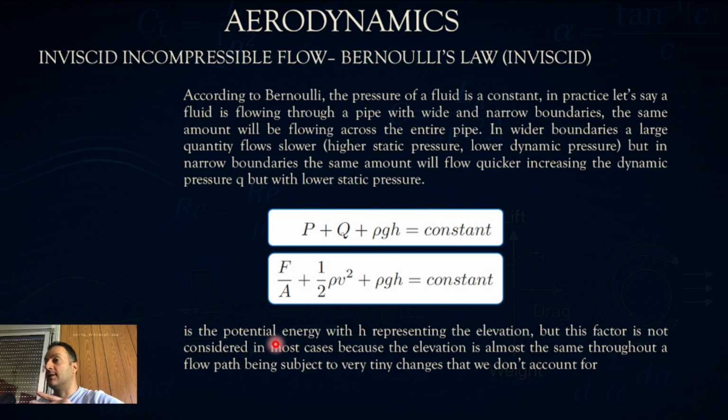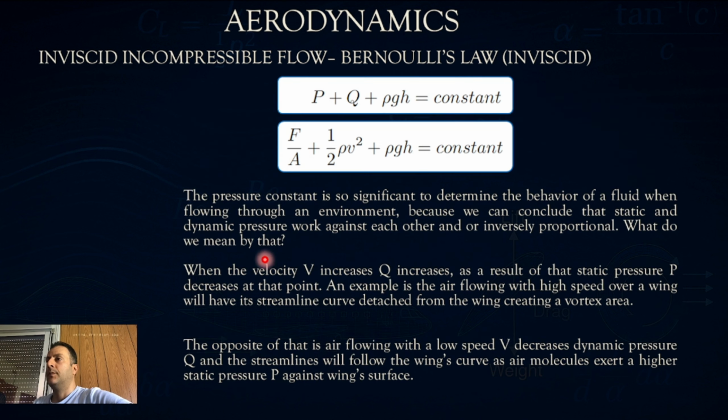Again, rho gh is the potential energy with h representing the elevation. So this factor is not considered in most cases because the elevation is almost the same throughout the flow path, being subject to very tiny changes that we don't account for. What counts is static and dynamic pressure, which is a constant. Now, the pressure constant is so significant to determine the behavior of a fluid when flowing through an environment, because we can conclude that static and dynamic pressure work against each other and are inversely proportional.